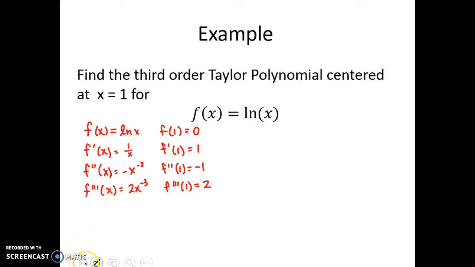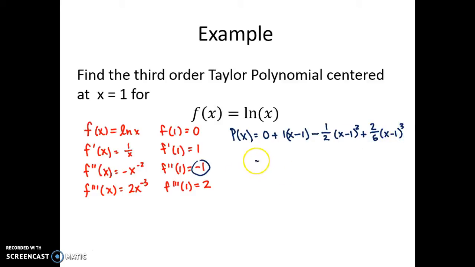Okay, so if I'm going to write my Taylor polynomial, it's going to be p of x is equal to 0 plus 1x. But it's not x, it's x minus 1, because I'm centered at 1, minus, my coefficient is going to be negative 1, oh, I already have a minus, 1 over 2 times x minus 1 squared. And then my next coefficient would be 2 over 3 factorial, which is 6, and then x minus 1 to the third.